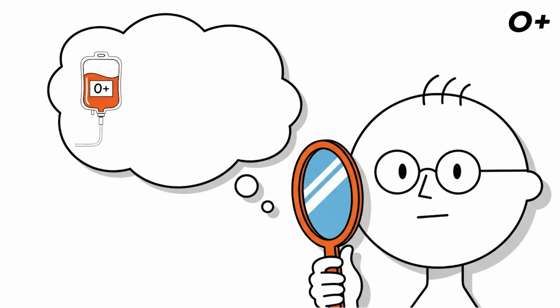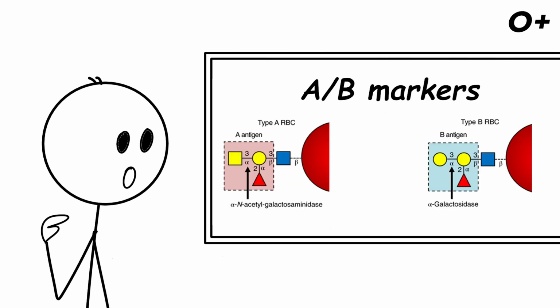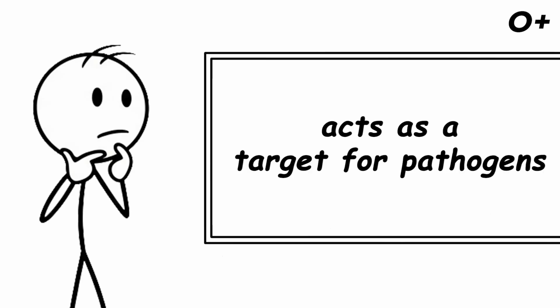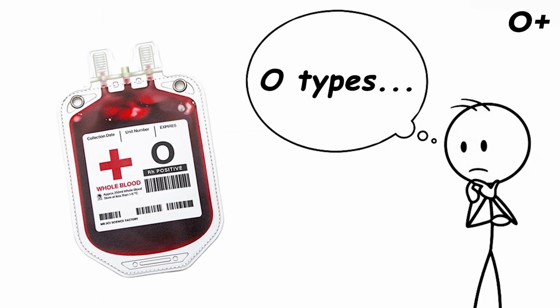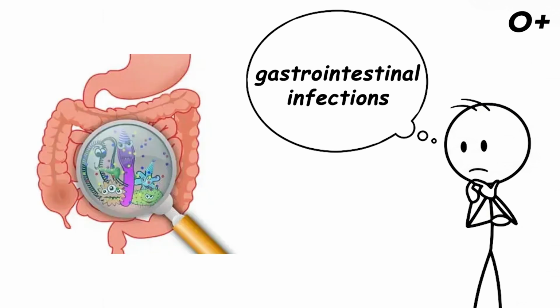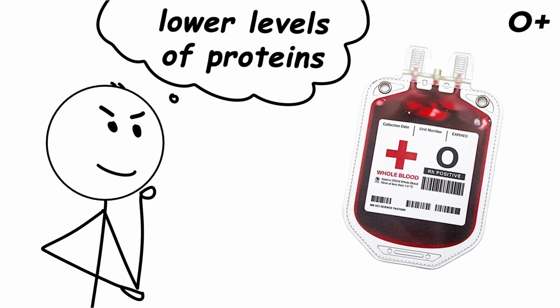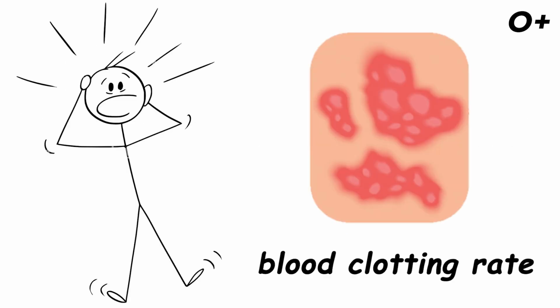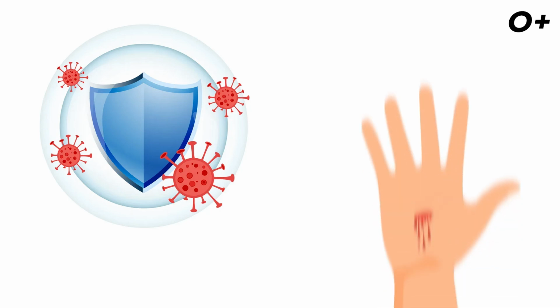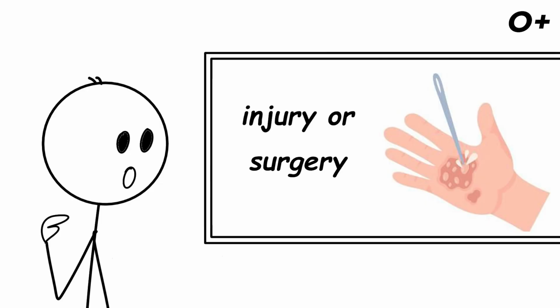However, O blood structure carries vulnerabilities too. The exposed H antigen, which stands in for the missing A and B markers, acts as a target for pathogens like cholera and norovirus, making O types more sensitive to severe gastrointestinal infections. O-positive individuals tend to have lower levels of proteins like von Willebrand factor, slowing their blood clotting rate, a protective factor against thrombosis, but a potential risk during injury or surgery.